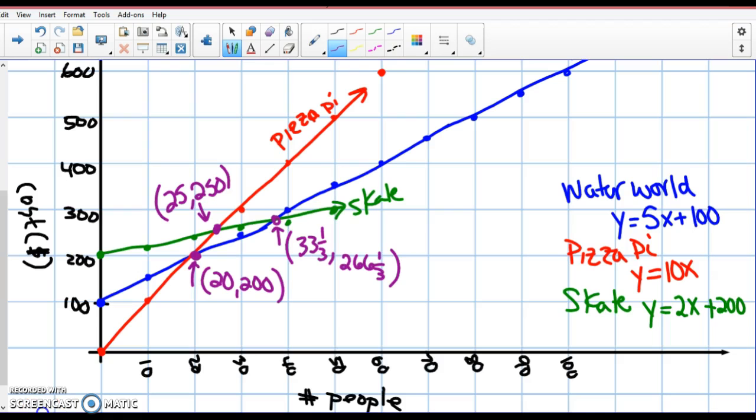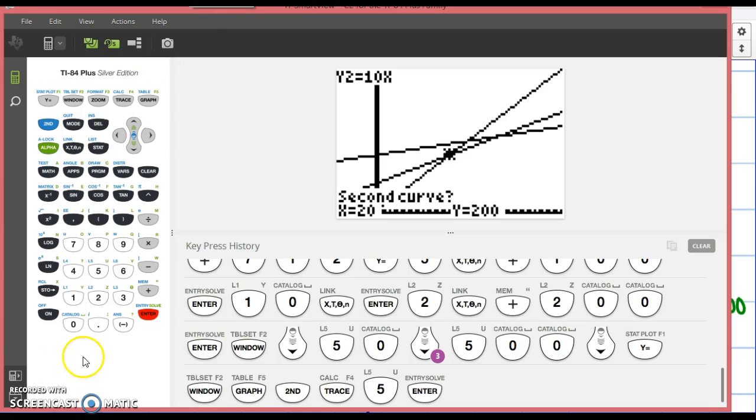Second curve, 10x. Yeah, let's go with that one. Hit enter. Yes. Hit enter. That intersection is (20, 200). Let's go find another intersection.